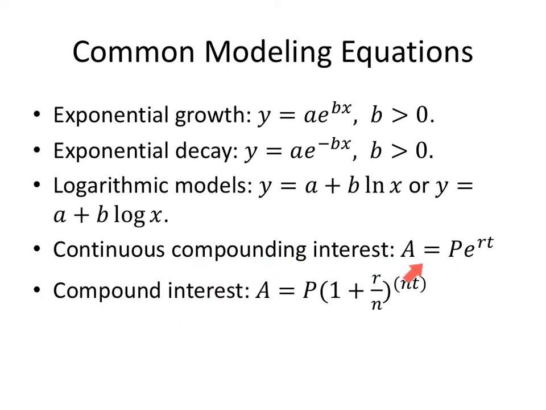Continuous compounding interest, A equals P e to the rt, and the compound interest formula, A equals P times 1 plus r over n to the power of nt. I like to emphasize the fact that your parentheses should be around the exponent, unless you have a calculator that has the display exactly like this. If it just gives you a caret, that little up arrow, then make sure you put parentheses around your exponent. Anytime something's going on in the exponent, parentheses will help your calculator keep it straight.